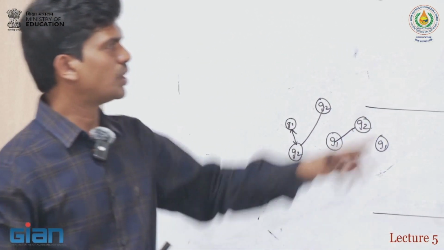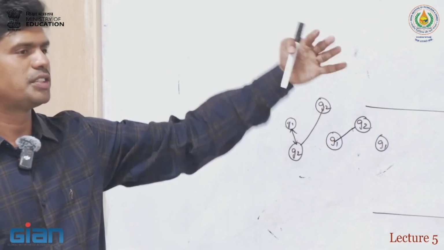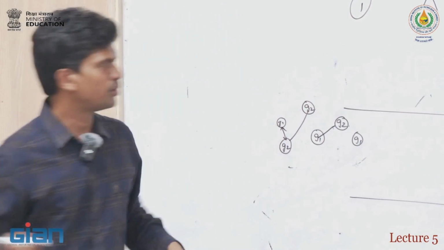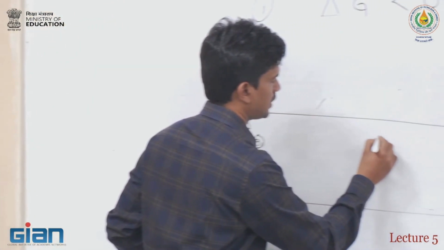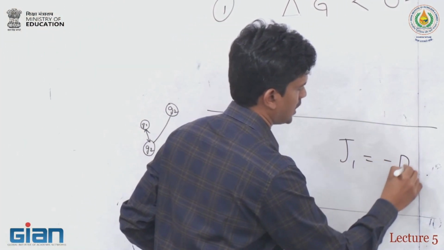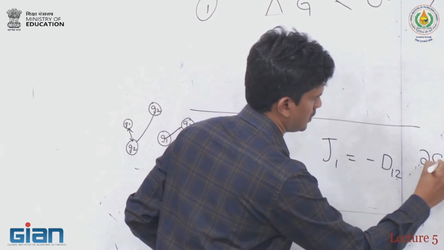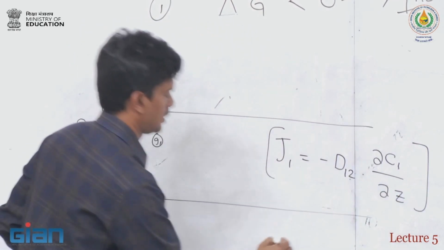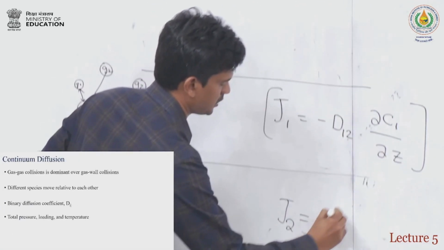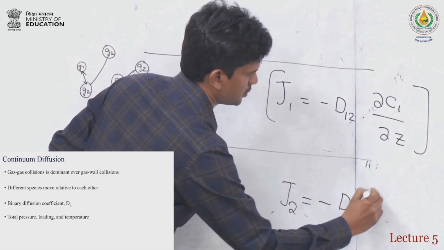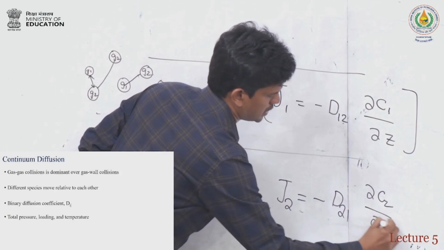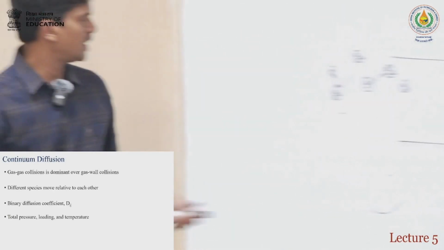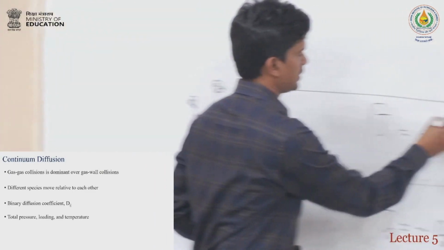Okay. So different species move relative to each other, and the binary diffusion coefficient is the one which we characterize. So when we write the Fick's equation, which is the flux, we write it like this. That is the flux, and then J2 is the flux of the second component, which is characterized by the diffusion coefficient D21. So here the binary diffusion coefficients will come into the picture.